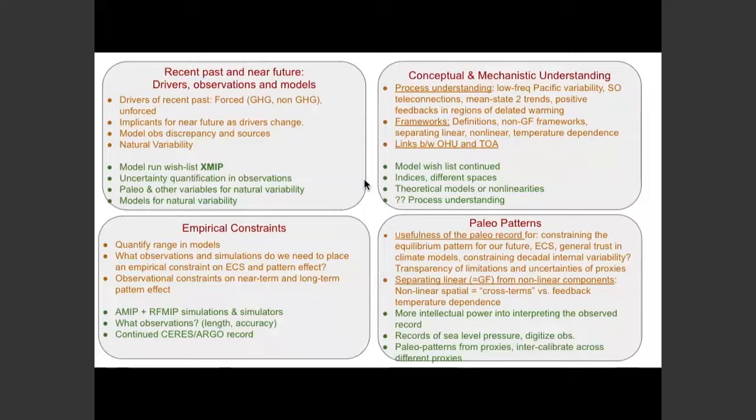Can I just add something? So one of the really cool things that I found being at this meeting was just how broad the definition of pattern effect has become within the community, right? I think I had this very narrow conception, which is pattern effect is for radiation and ECS, but it's so cool seeing how much work is being done for things like precip or regional patterns of temperature change. There's so much more you can do with this concept of pattern effect, right? It's much broader, but I'll flip that around.